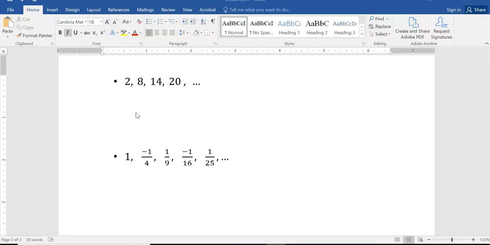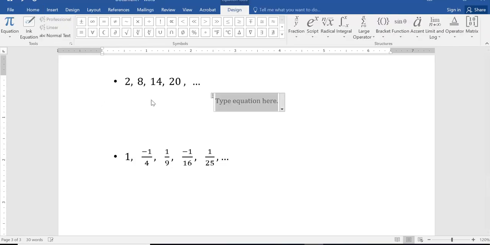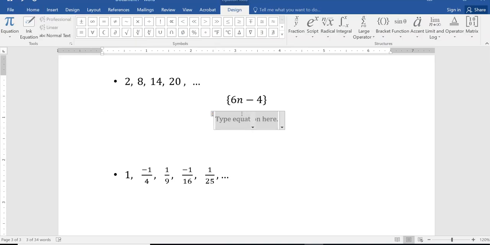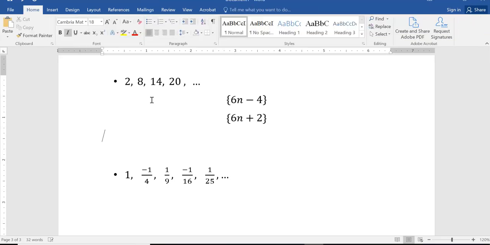All right, here's these sequences: 2, 8, 14, 20. Notice that each time we're adding 6, so my sequence can be defined as 6n minus 4 if we're starting our count at 1, or it could be defined as 6n plus 2 if you're starting your count at 0. All right.